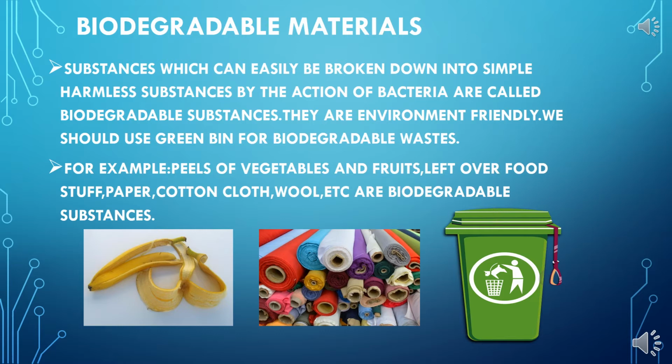What are the examples of these materials? Like peelings of vegetables and fruits, leftover foodstuff, paper, cotton cloth, wool, etc. These are biodegradable substances, and where should they be dumped? They should be dumped in the green bin.